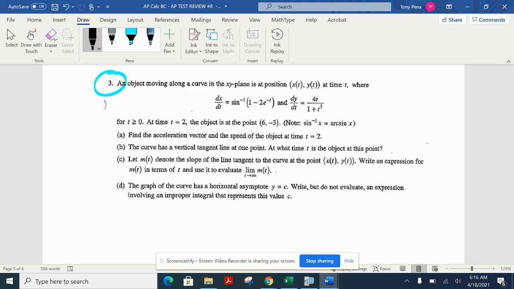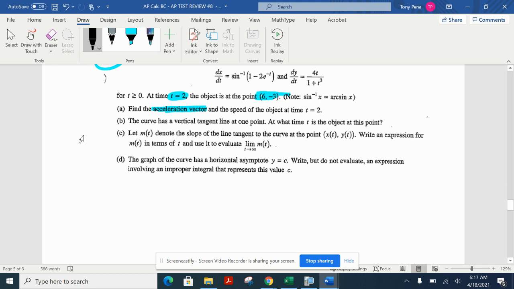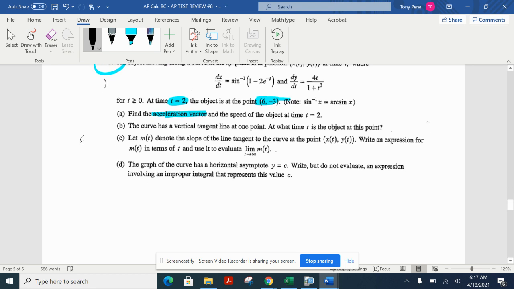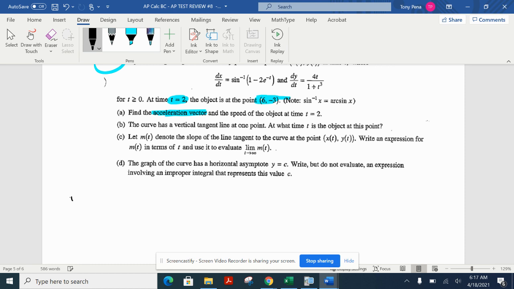An object moving along the curve in the xy plane has a position x of t, y of t at time t, but they don't tell us what it is. They do give us dx dt and dy dt. At the time of 0, they then give us an initial position. So at the time of 2, this is our position. They want the acceleration vector and the speed at the time of 2. So letter A.